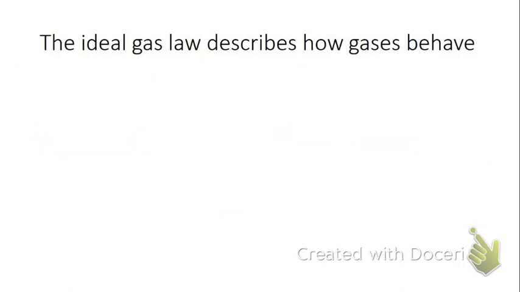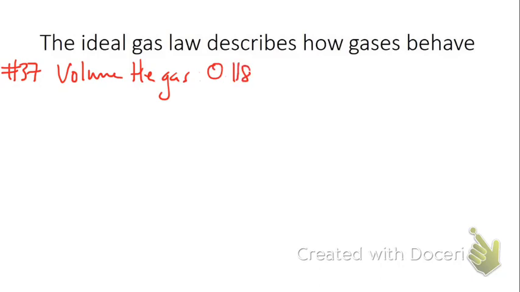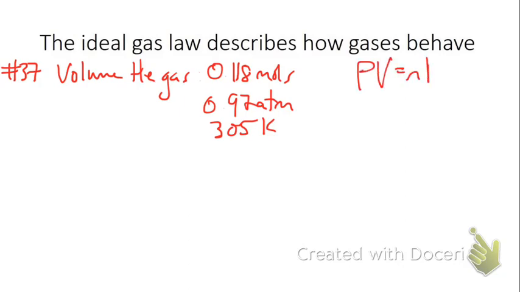So let's look at an example problem. This will be number 37 at the end of the chapter. We want to know the volume of a helium gas, and we're given some measurements. We know that it has 0.118 moles. We know that it's at 0.97 atmospheres, and we know the temperature is 305 Kelvin. So again, we want to use PV equals nRT.